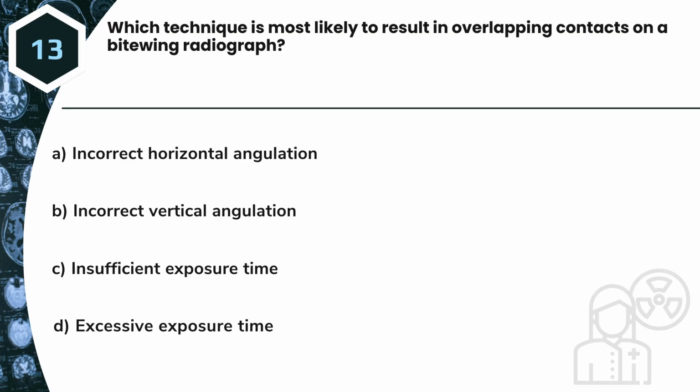Question 13. Which technique is most likely to result in overlapping contacts on a bite wing radiograph? A. Incorrect horizontal angulation. B. Incorrect vertical angulation. C. Insufficient exposure time. D. Excessive exposure time.